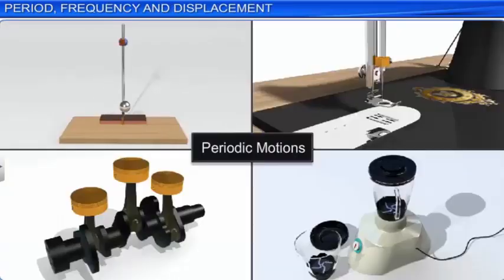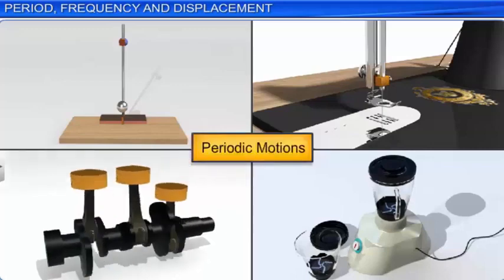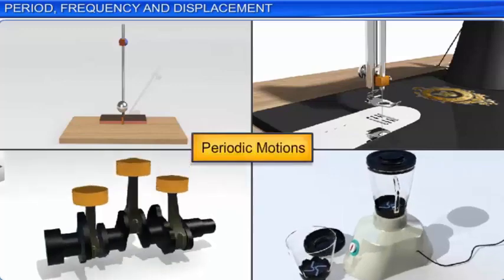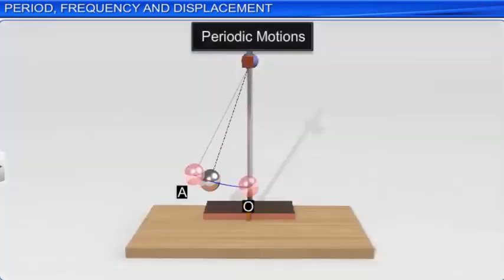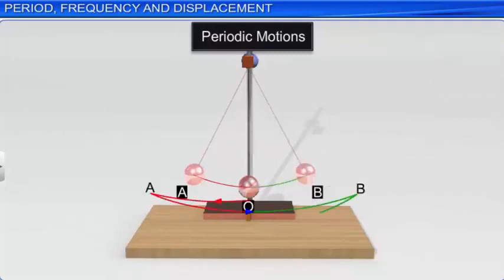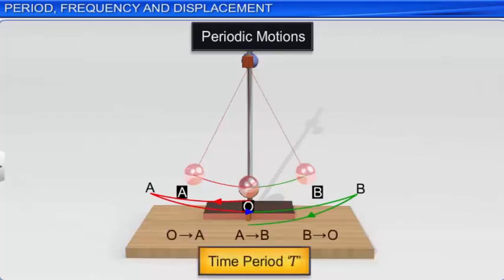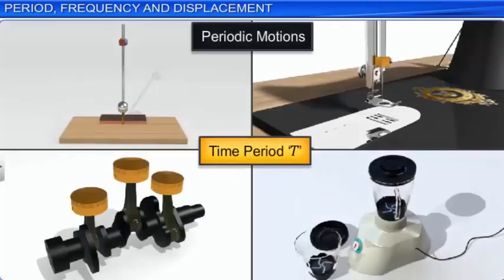As you learned earlier, all oscillatory motions, like that exhibited by a pendulum, are periodic motions. The smallest regular fixed interval of time, after which the motion of a body in oscillatory motion repeats itself, is called the periodic time or time period, denoted by T. Time period T is measured in seconds.